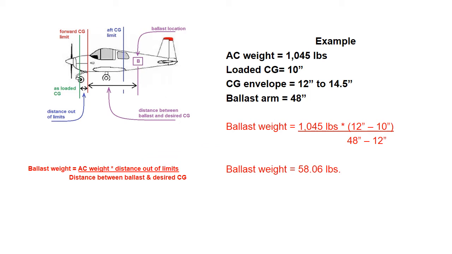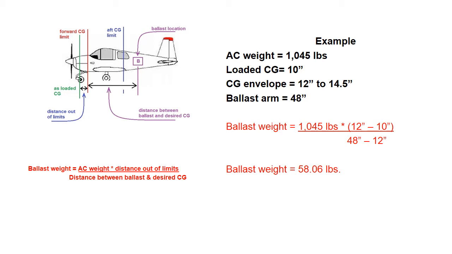Let's work a ballast problem where the as-loaded center of gravity is ahead of the forward center of gravity limit. In this example, the aircraft weight is 1,045 pounds, the as-loaded center of gravity is at 10 inches, and the allowable center of gravity range is from 12 inches to 14.5 inches. The ballast arm, or the location where the ballast is to be placed to bring the as-loaded center of gravity back within the allowable limits, is 48 inches. Input these values into our formula to determine how much ballast needs to be added.